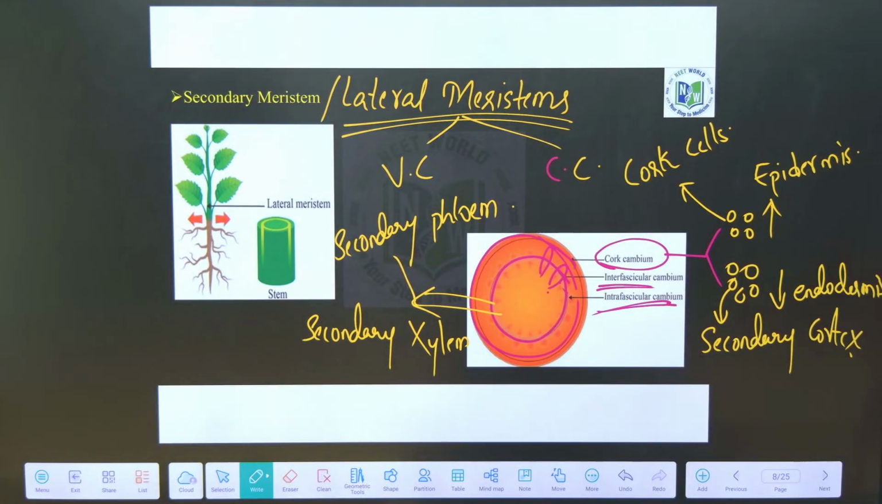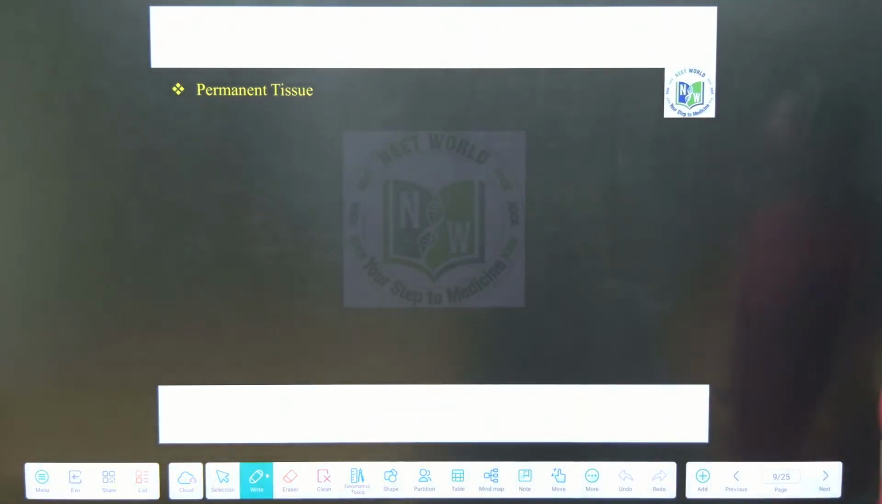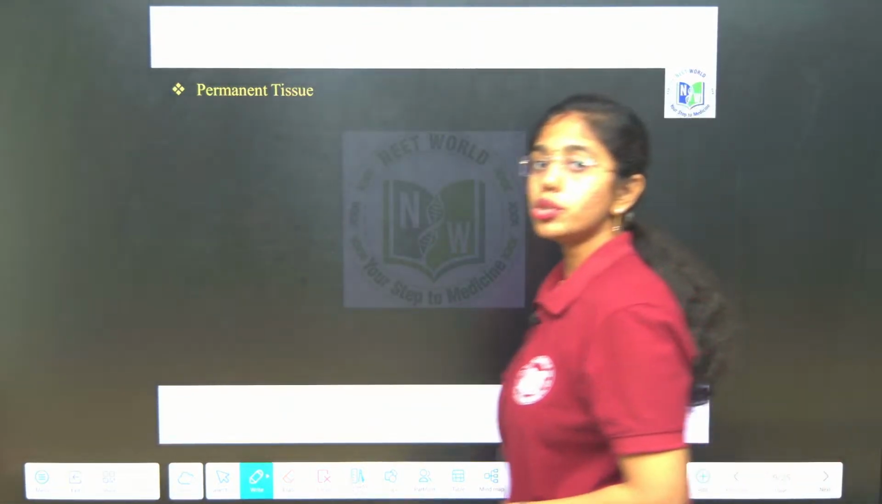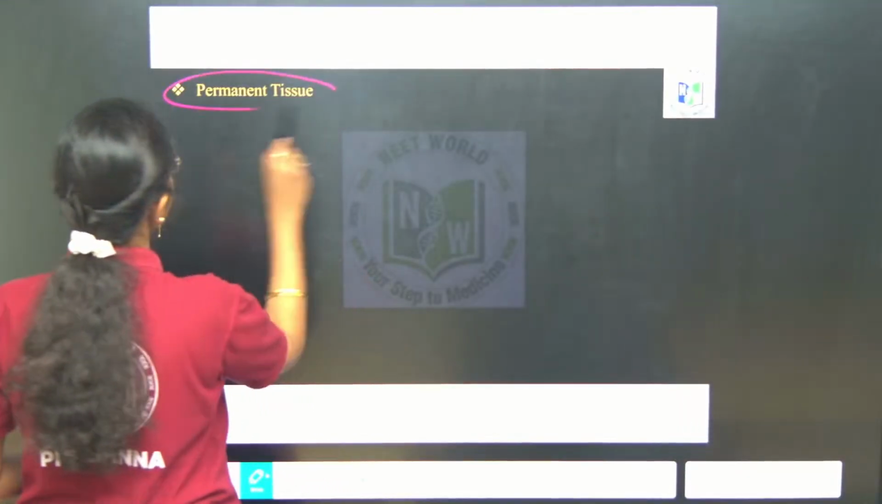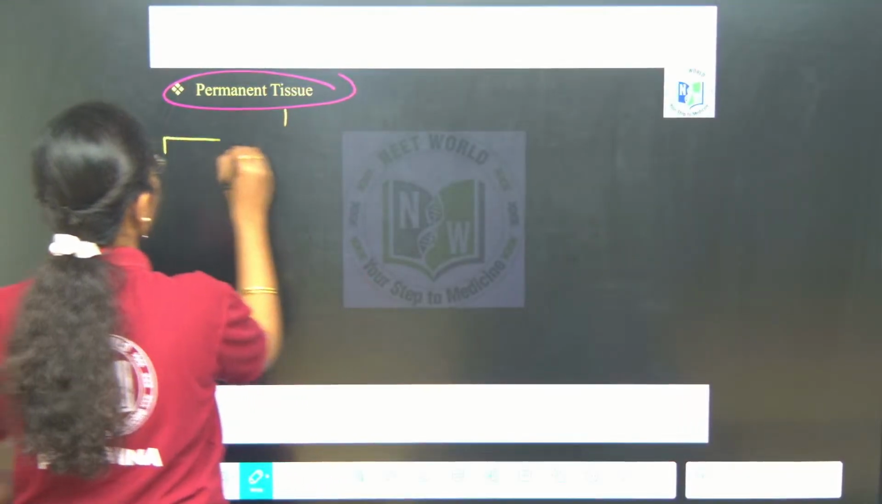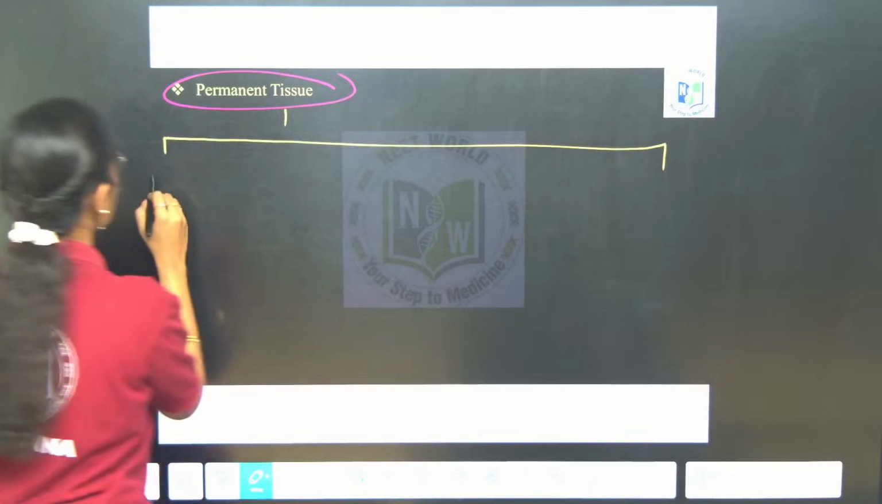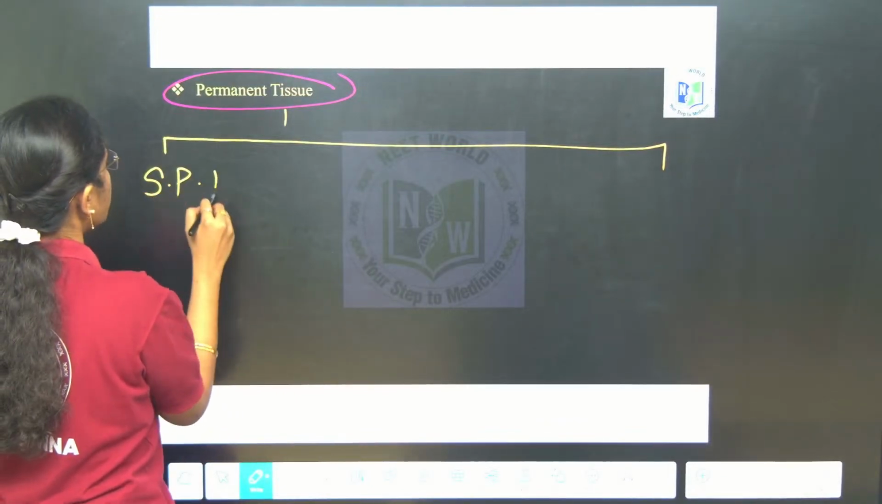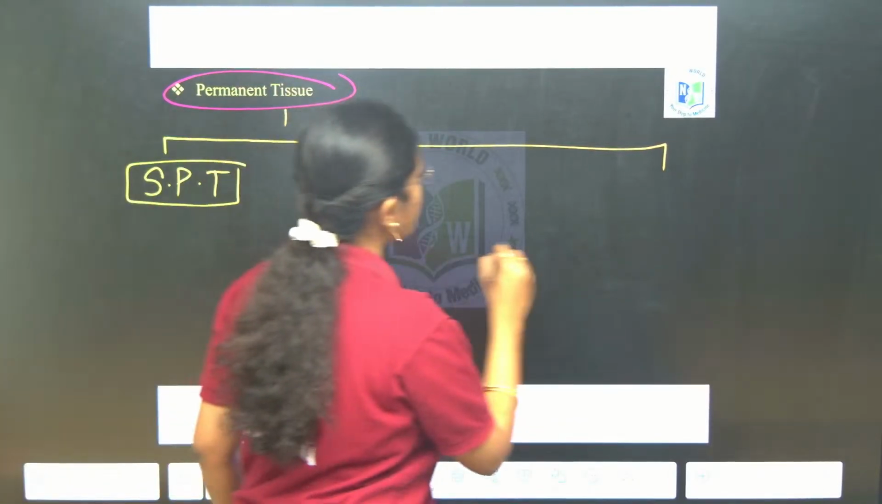Here we go. Now you see next. Permanent tissues. We have two types of permanent tissues we have discussed, right? What are they? Simple permanent tissues and complex permanent tissues.